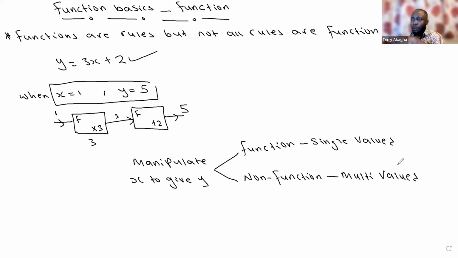So basically, what I've said is that functions are rules, but not all rules are functions. The second thing I said is that for something to be called a function, a single value of x must give you a single value of y. So when I put x into that particular function, I must only have a single value of y. For every input, I must have one output. I gave you an example: when x is equal to 1, my y was equal to 5. So this is a function, because I can't get multiple values for y here.